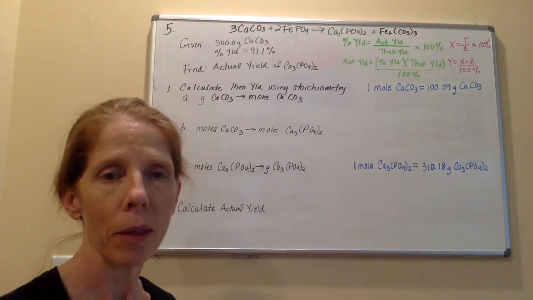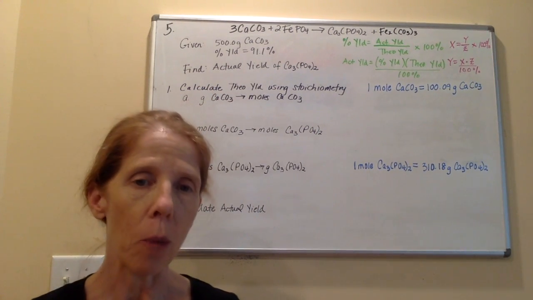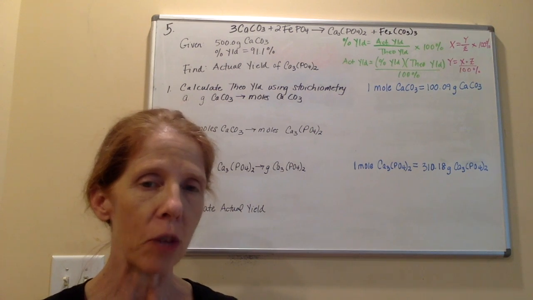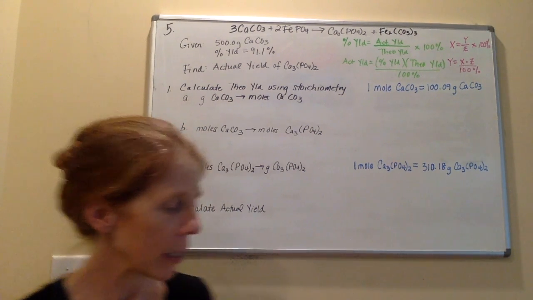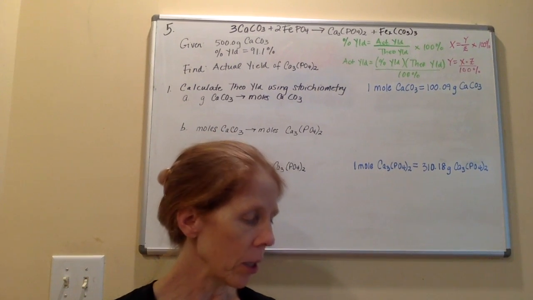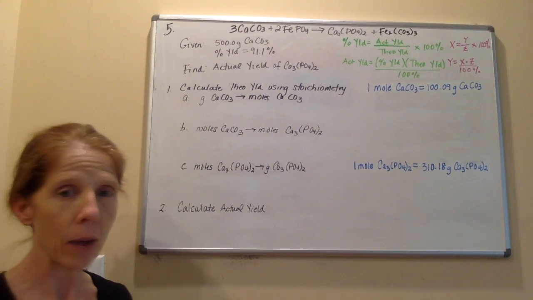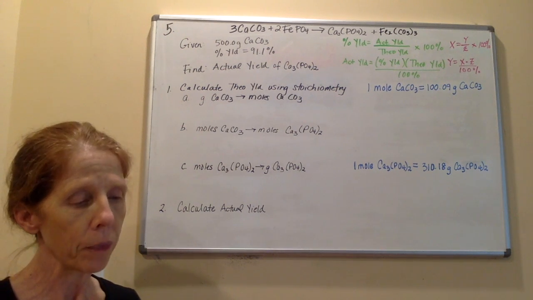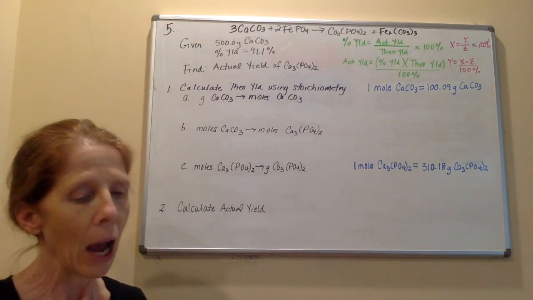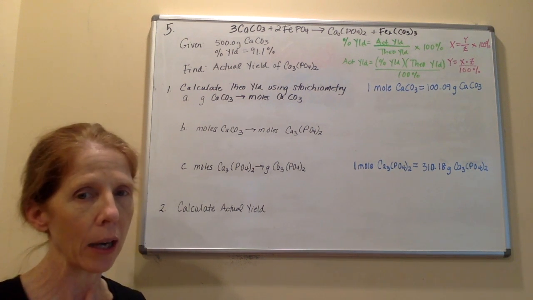We're back with yet another problem from chapter 8 from the review questions. So here we go. This is problem number 5 from chapter 8. Here is the problem itself. It says a student performs the following reaction. She starts with 500 grams of calcium carbonate and an excess of iron phosphate. If she ends up with a 91.1% yield, how many grams of calcium phosphate did she end up making? Let's go ahead and work through that.